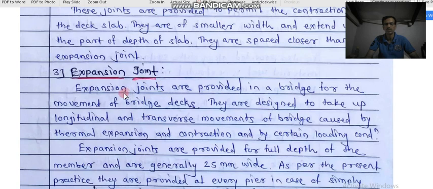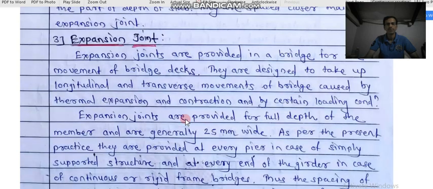If you see any bridge, you can see the various joints or such lines throughout the length of the bridge, and these lines are nothing but the expansion joints. Again, they are designed to take up longitudinal and transverse movement, like this. For these movements, expansion joints are provided in a bridge deck.